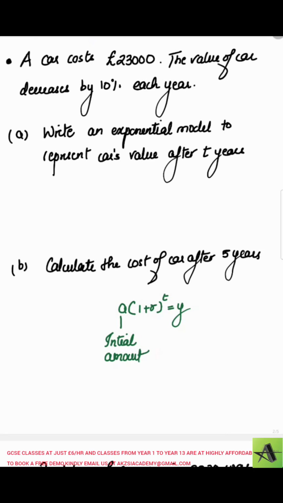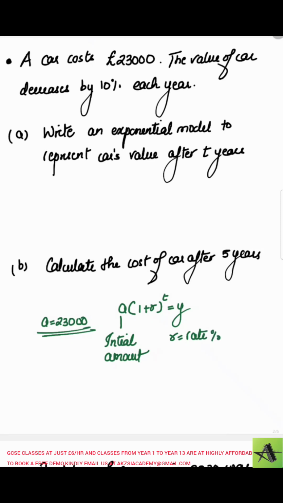If you read this question, a car costs £23,000. The value of the car decreases by 10% each year. That means £23,000 is the initial amount. So in this case, this small a will become 23000. And the r in 1 plus r represents the rate percent by which it's increasing or decreasing.